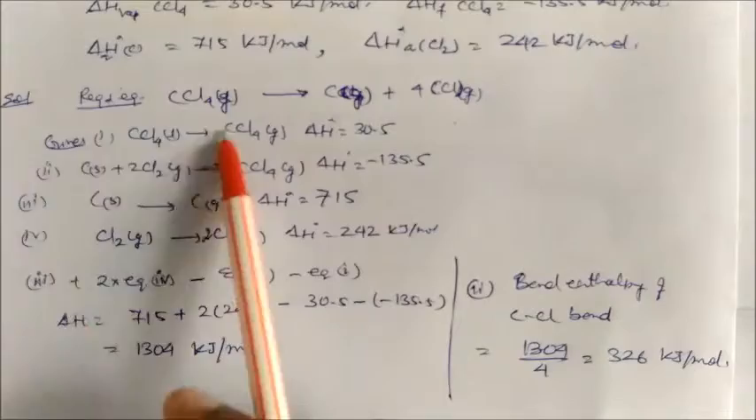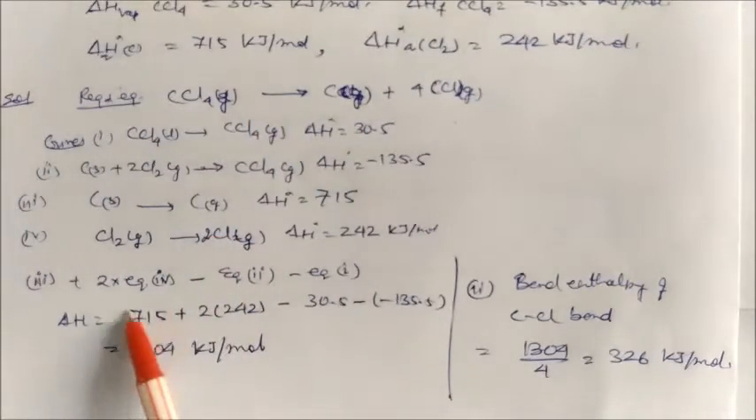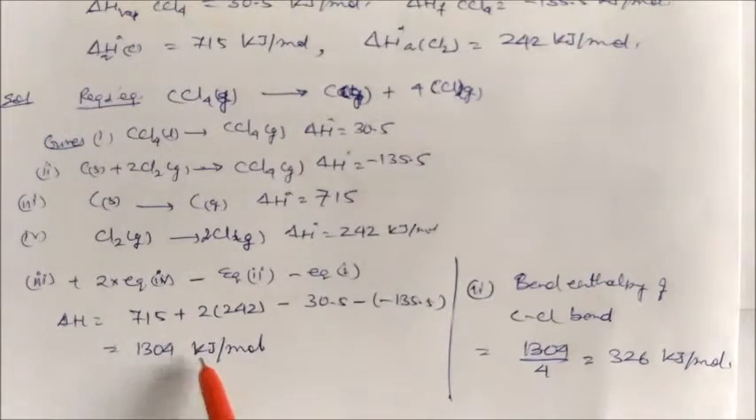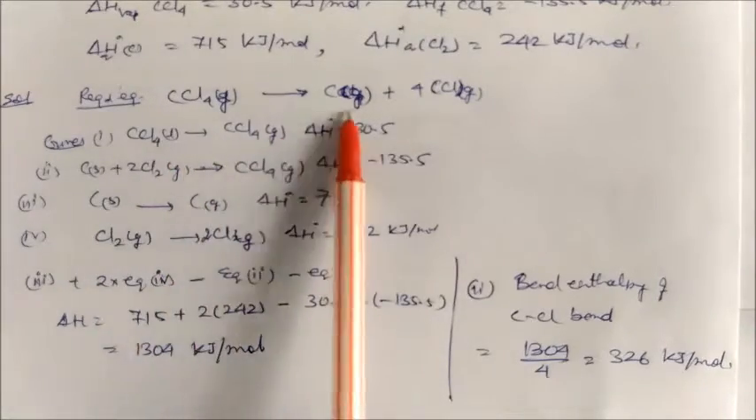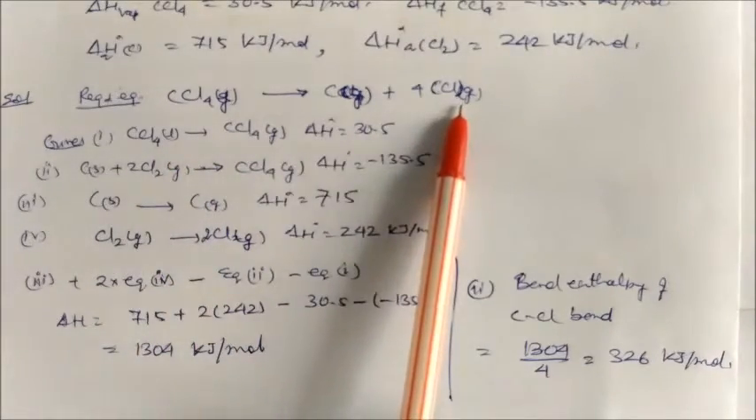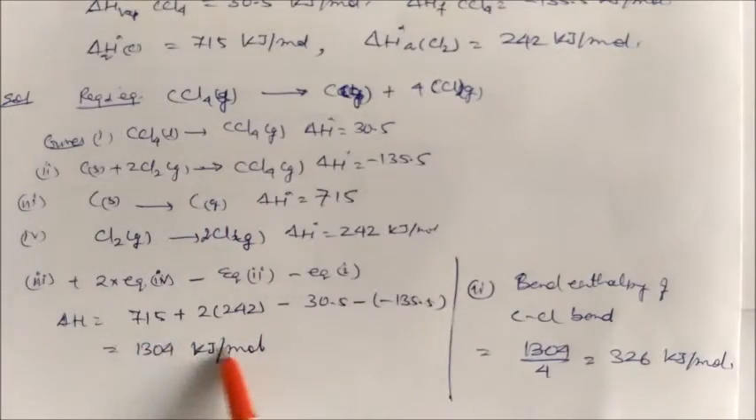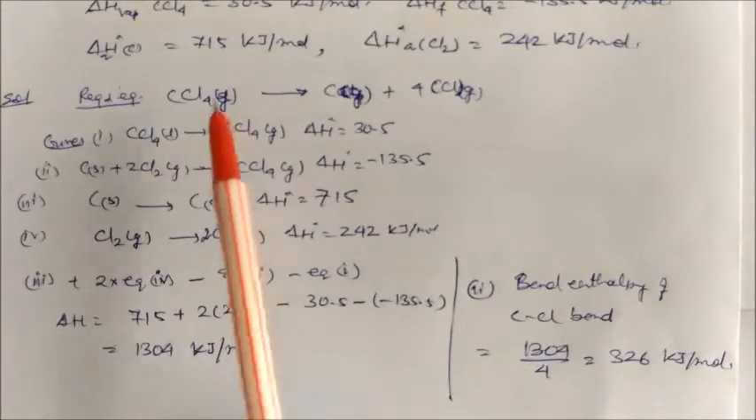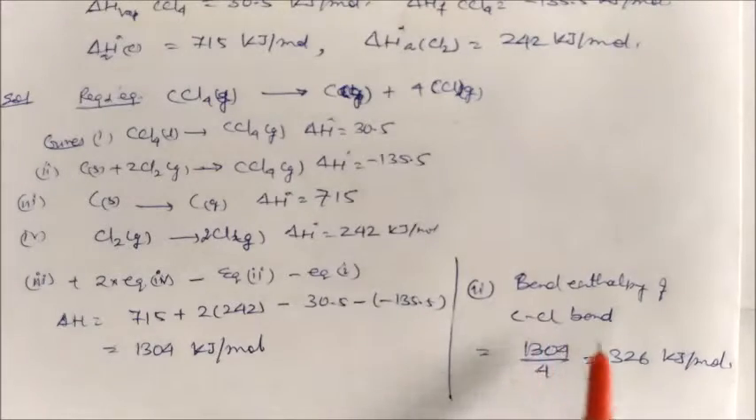So the third one and 2 into the fourth one, subtracting the second and first, we will get the first equation, that is this equation. Just substitute the value, and subtracting, you will get this much. So this is the enthalpy of the whole process, that is CCl4 is converted into carbon plus 4Cl. What is the bond enthalpy of CCl4? We know this is the total energy of CCl4, so for per CCl bond, we have to divide by 4. So we will get the bond enthalpy of CCl as 326 kJ per mole.